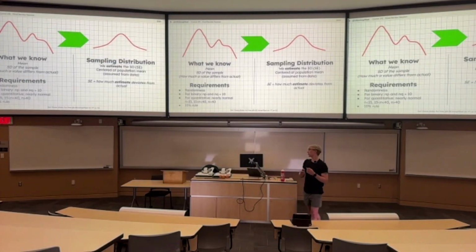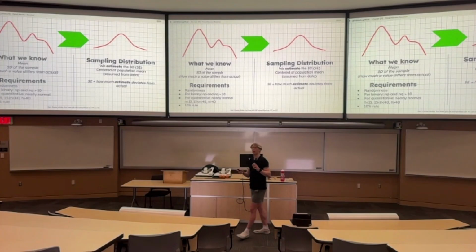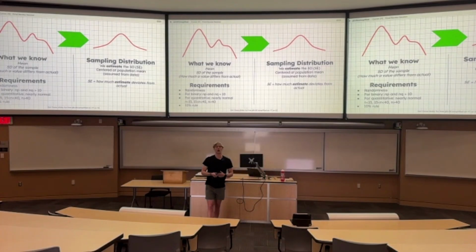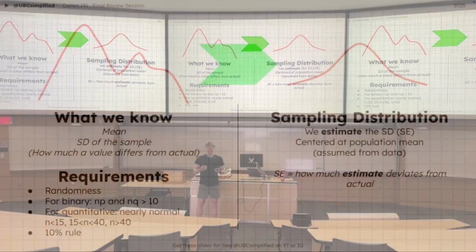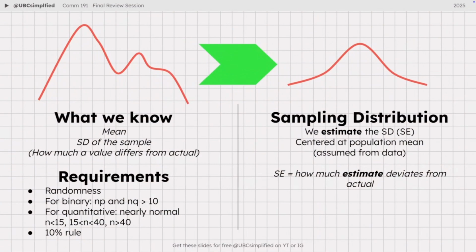So visually, what that looks like is, we take our one sample, and we have this very different random distribution. From that, we know the standard deviation of the sample, and we also know the mean of the sample. Then if our requirements are true, we're able to use this mean and this standard deviation to approximate what this so-called sampling distribution would look like.